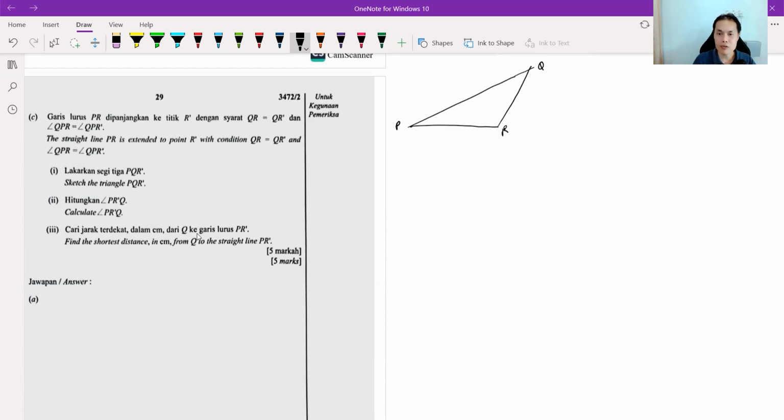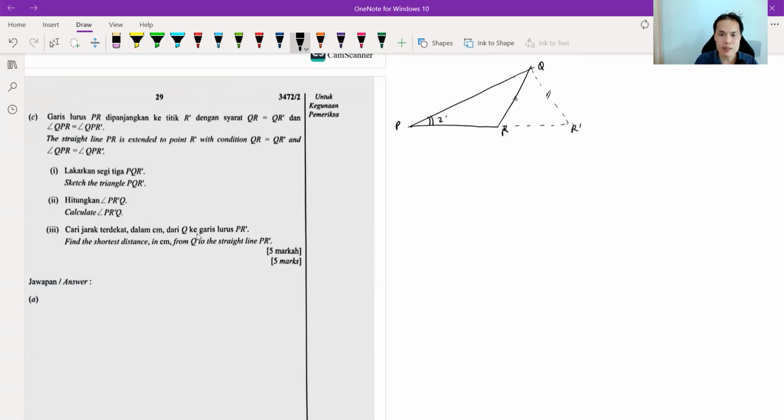I'm just redrawing the same diagram. You can just refer to your question paper. Your QR prime equals QR and PR is extended. So when you extend, it's going to be a bit longer here, and these two lengths must be about the same. So your R prime is over here. The condition is that angle QPR remains the same.